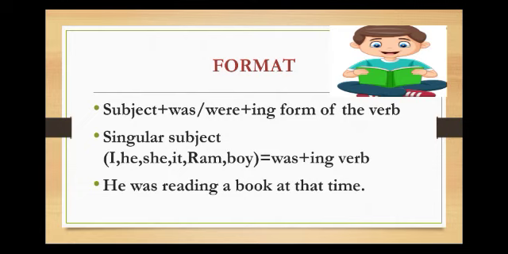For example, he was reading a book at that time. So at that time, what was he doing? He was reading a book. Since he is a singular subject, we have selected the helping verb was.